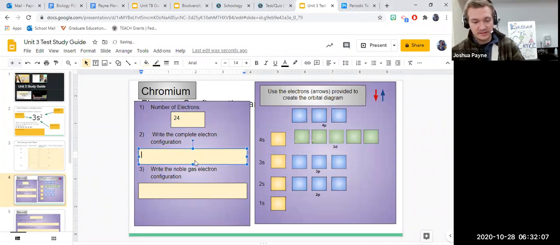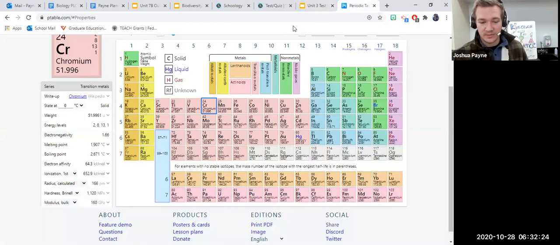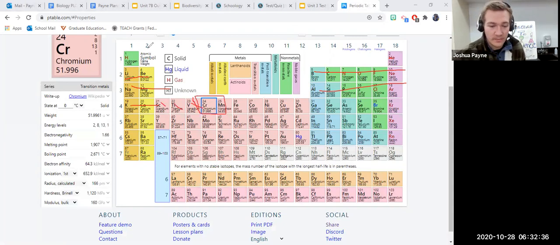All right, write out the complete electron configuration. We're going to have 1s2, 2s2, 2p6, 3s2, 3p6, 4s2, and then 3d, I think 4. But let's double check. So we have 1s2, 2s2, 2p6, 3s2, 3p6, 4s2, 3d, 1, 2, 3, and 4. 3d4.